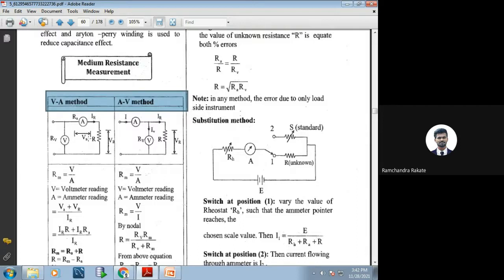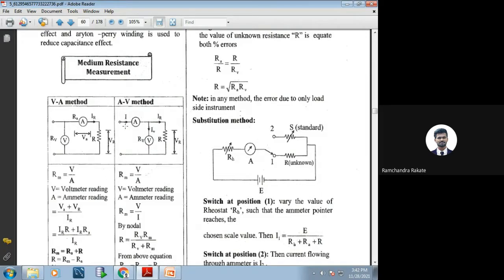So let us understand the difference between these. For the volt ampere method, just look at this section. Only this is the change, and the rest of the things remain the same. At the start, voltage gets applied across the load, with the ammeter in series with it. And this is the volt ampere method representation.